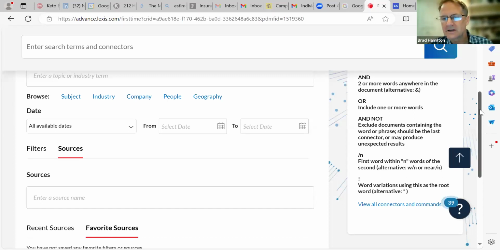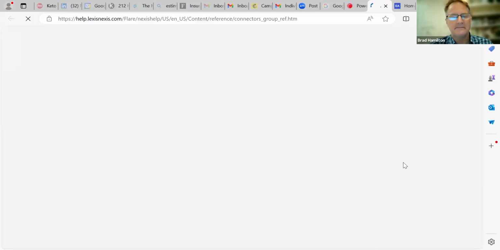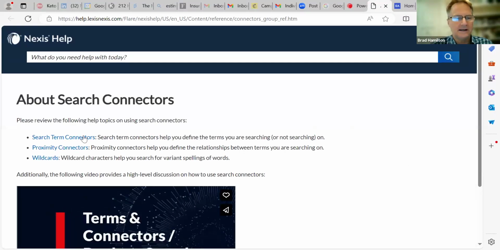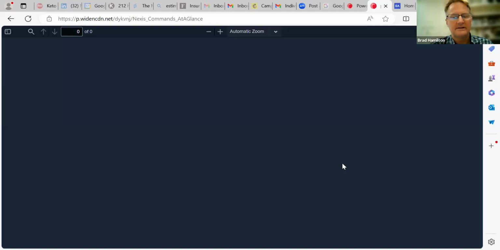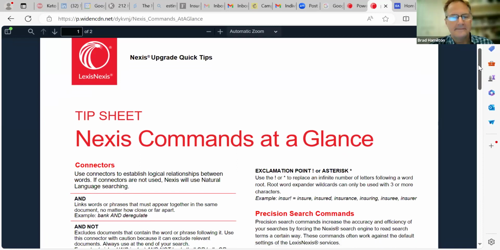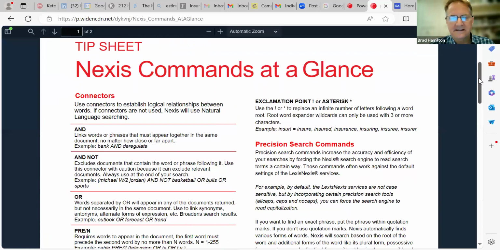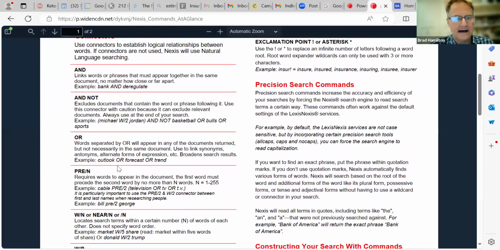Okay, now there's also a cool little cheat sheet down here that will give you some more insights into how these connectors and commands work. I'm just going to scroll through these quickly so I can get to it. Okay, this is the tip sheet here, if you will. I'm not going to go through all this, but there are a couple of things that I do want to point out. We talked about and, not, or.